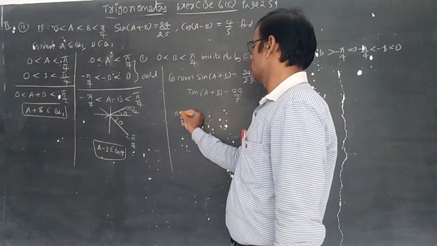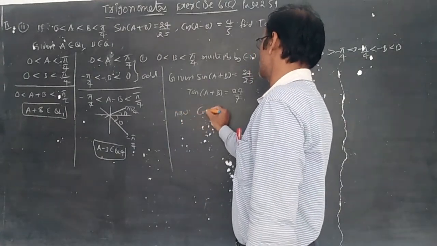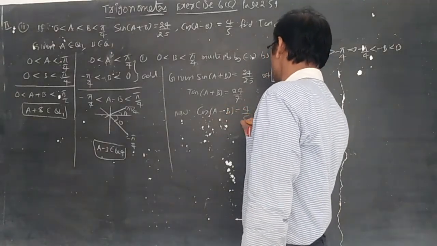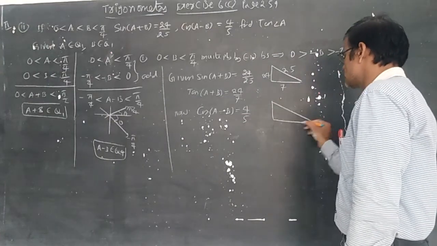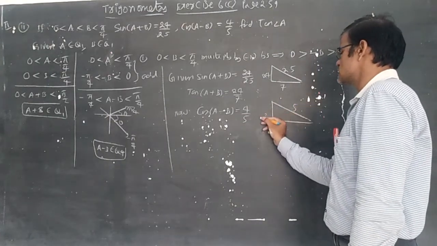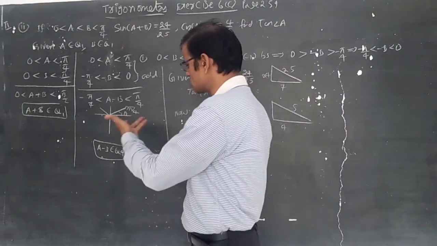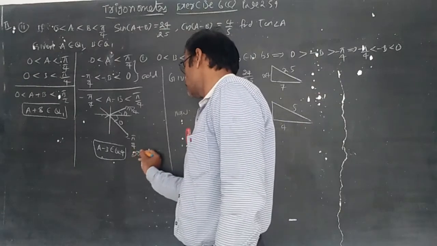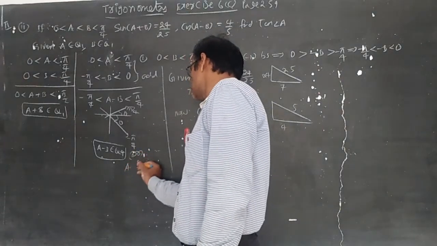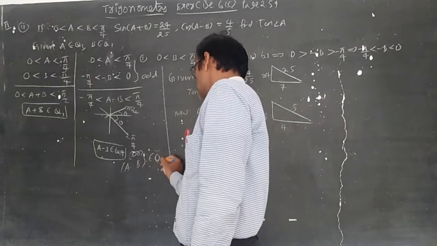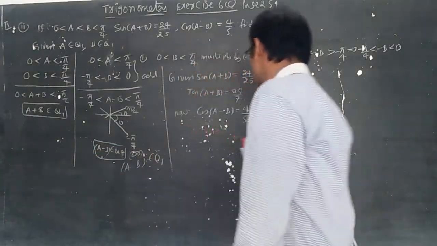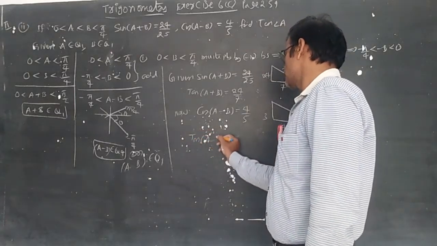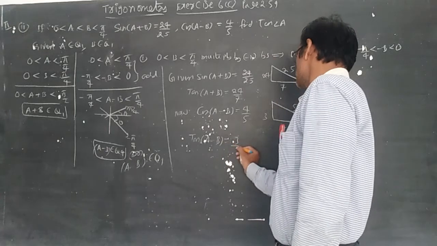Now, cos of A minus B we got: cos of A minus B is equal to 4 by 5. Draw a triangle. Cos means adjacent side by hypotenuse. So this is a 3. There is a chance that A minus B may be in positive Q1 or Q4. Or A minus B is in Q1 also we can write. Now we need to calculate tan of A minus B, which is 3 by 4.